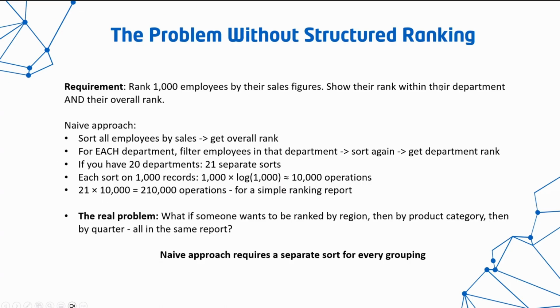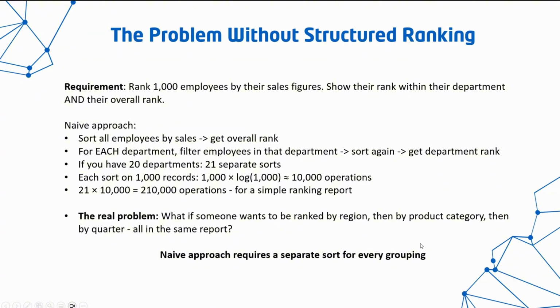For each department, because we need to get the department rank and overall rank, you filter the employees by the department. Again, you have to sort to get the department rank, because now it's two different scopes. If you have 20 departments, that's 21 separate sorts. Yes, because per department, now you have to sort. So again, we are seeing lots of zeros here.